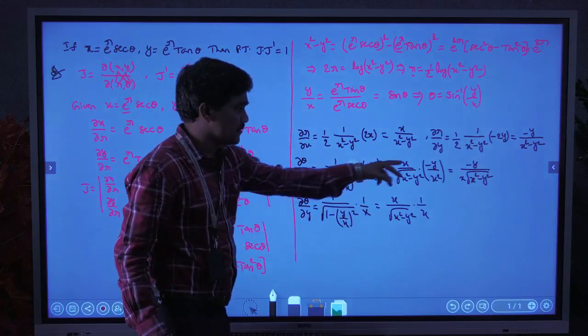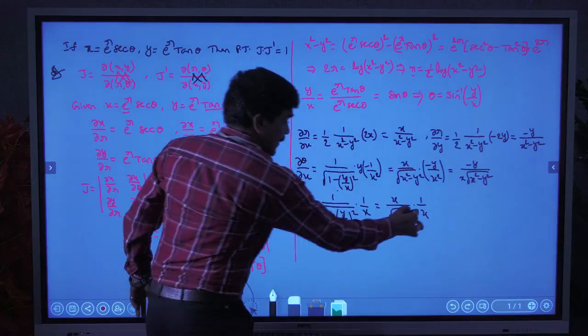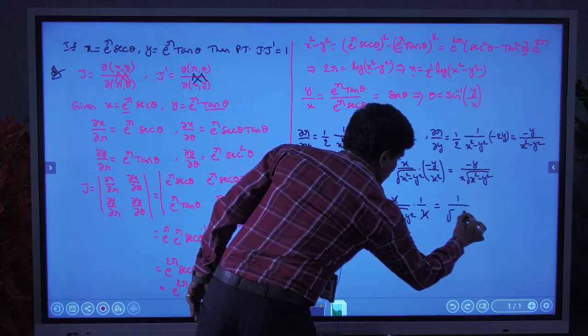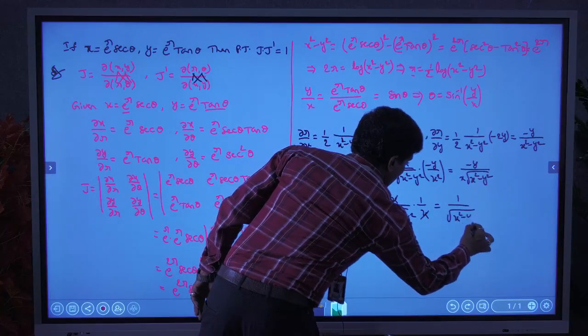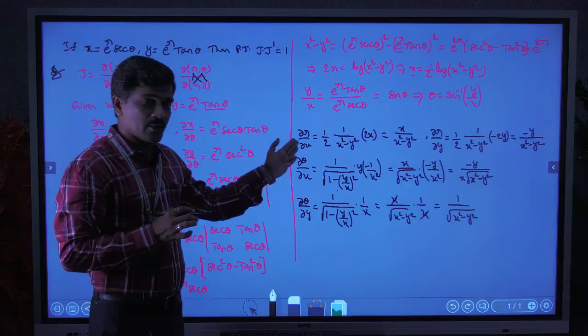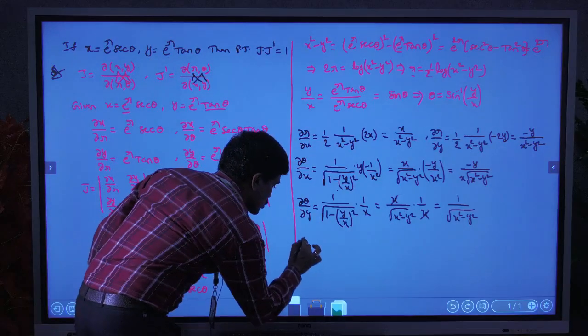This is the same function: x by square root of x square minus y square. Now x cancels, so what we get is 1 by square root of x square minus y square. Finally we get dou r by dou x, dou r by dou y, dou theta by dou x, and dou theta by dou y. Now calculate j dash.